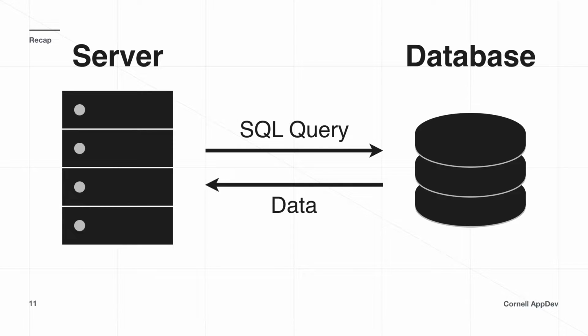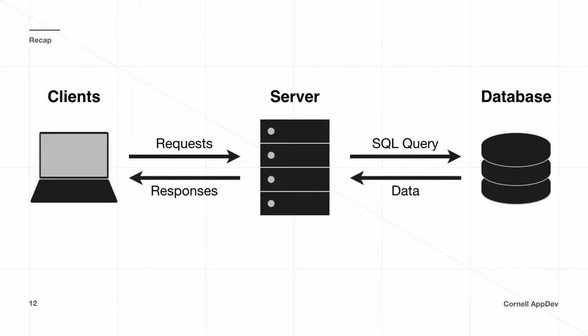This SQL query gets executed by the database. It goes to the table, gets whatever data we're looking for or updates whatever data, and then the database will return the data that we're asking for. Altogether, this is what it looks like, a nice map. The client sends a request, the server will then make the SQL query to the database, the database will give back some data, and the server will then return the response appropriately back to the client.